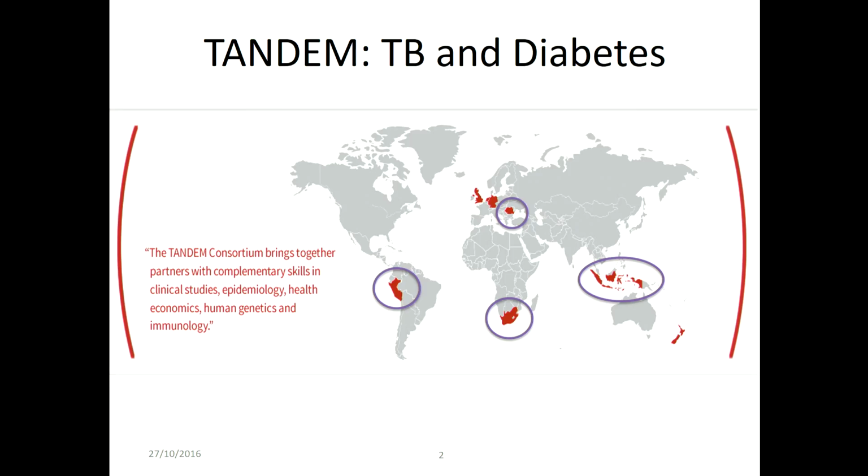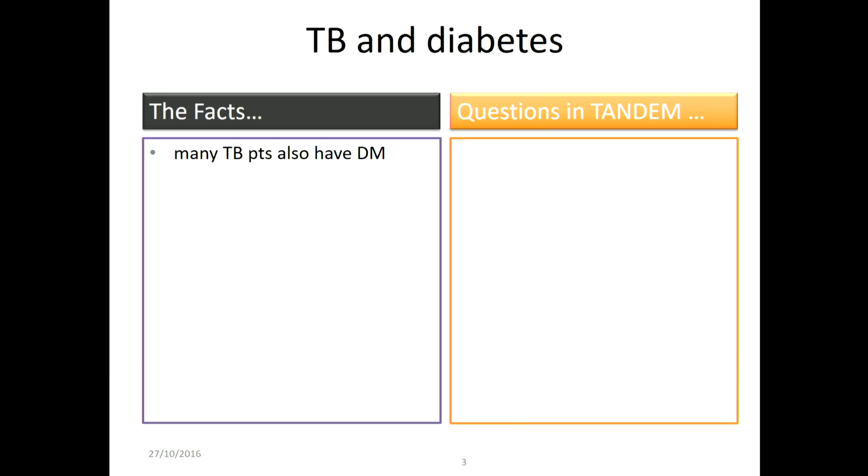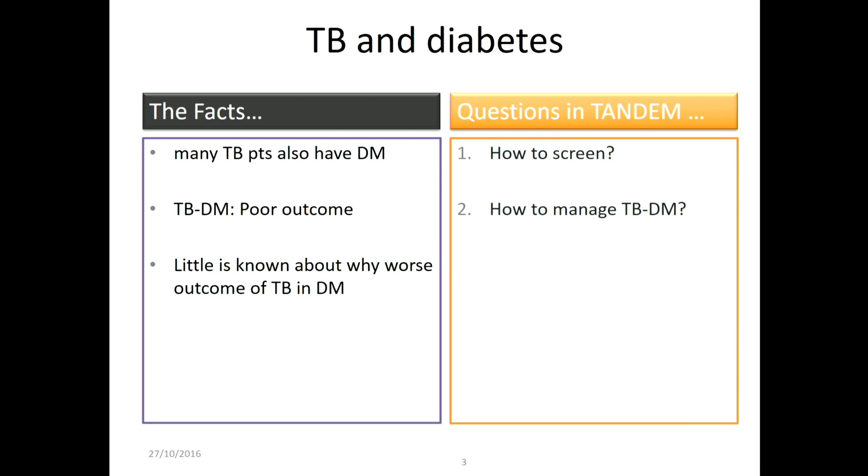The TANDEM consortium brings together a very nice multidisciplinary group from 7 different countries and people with very different backgrounds, trying to address operational, clinical, epidemiological questions as well as maybe more basic questions. Because if we think about TB and diabetes, there are many TB patients who also have diabetes, but how can we best screen? Should we be looking in diabetes clinics, in TB clinics, and how can we do that most effectively and most cost effectively? We know the combination is associated with poor outcome, but for us clinicians, there's relatively little guidance on how to best manage patients with combined TB and diabetes. And even less is known about why they actually do worse.